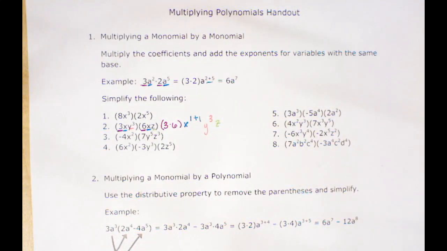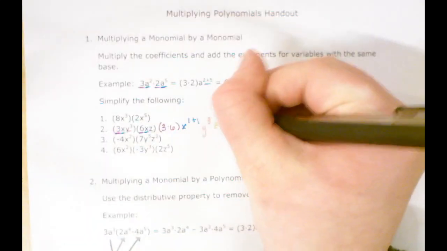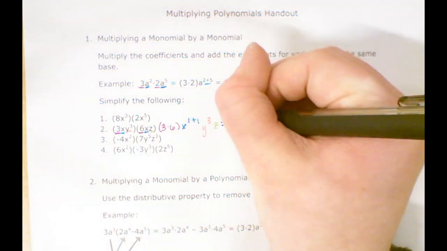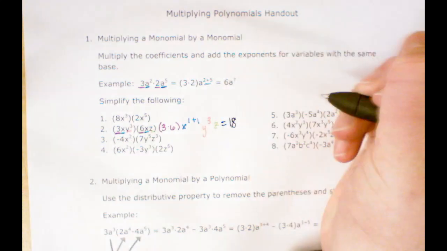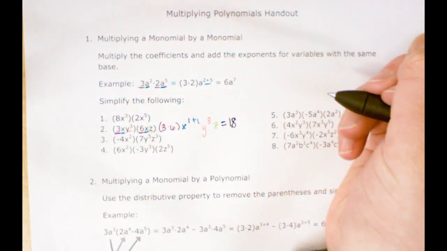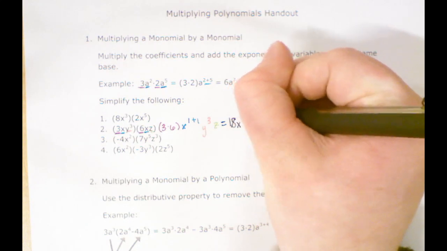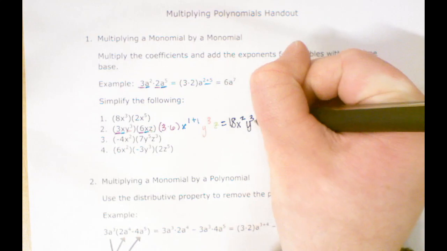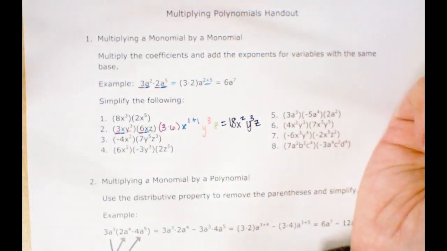So then we're going to finish that out. Put an equal sign. And we get, so we have 3 times 6 is what? 18. X, 1 plus 1 is what? X2. So x squared. And then we are just going to bring our y cubed and our z down. And that's it.